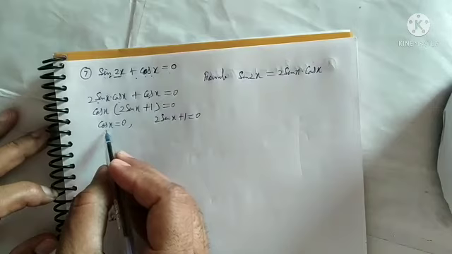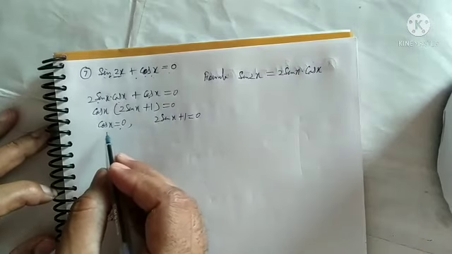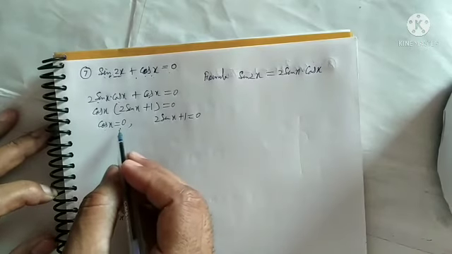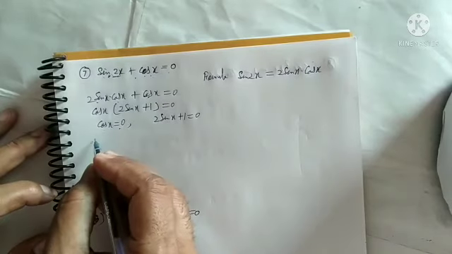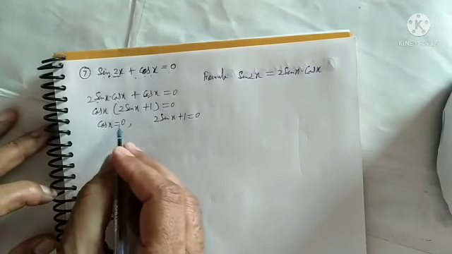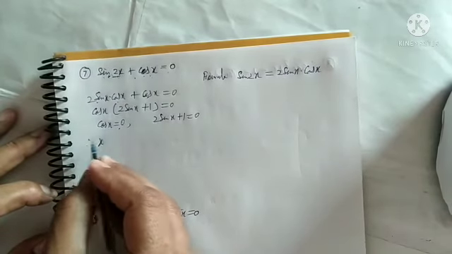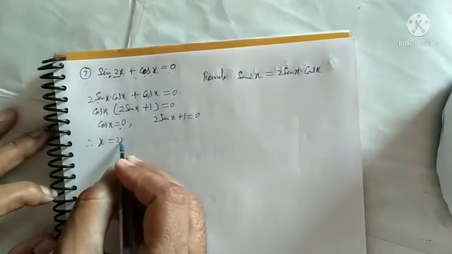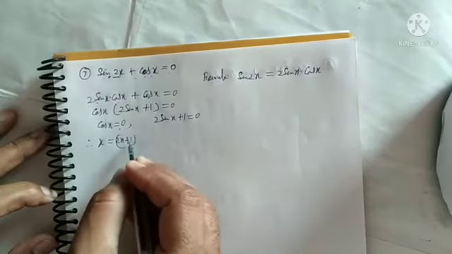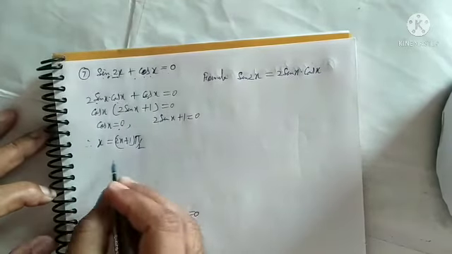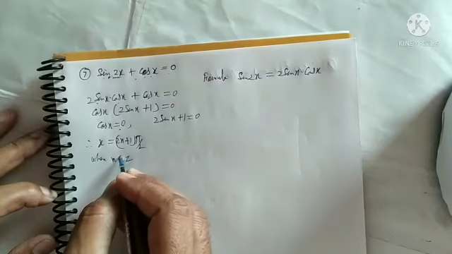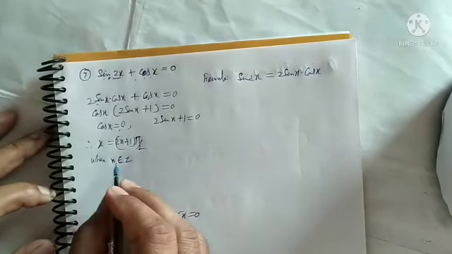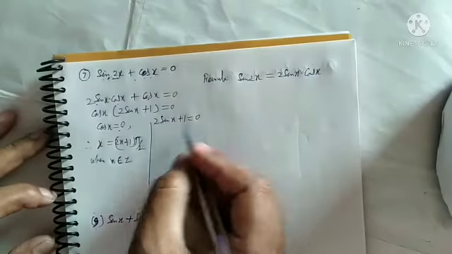Now we can solve cos x equal to 0. It's very simple. You know that if cos x is equal to 0, then x is equal to (2n plus 1) pi upon 2, where n belongs to Z. So first we have taken out this solution. Now the second solution we are doing.